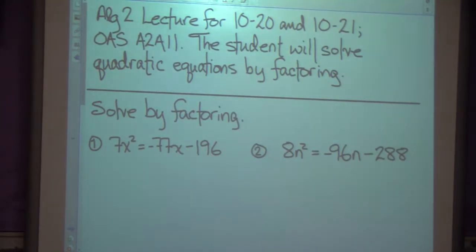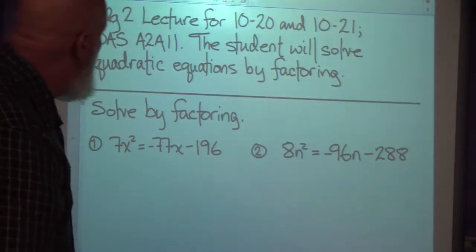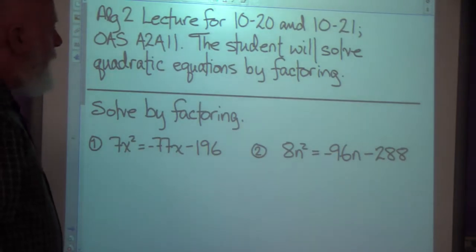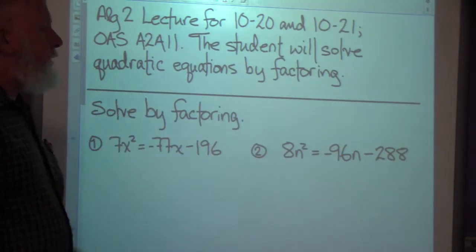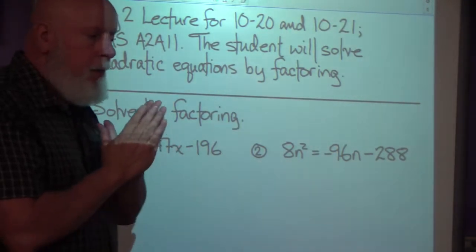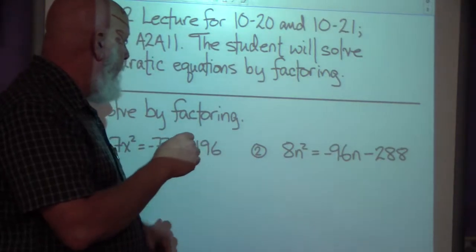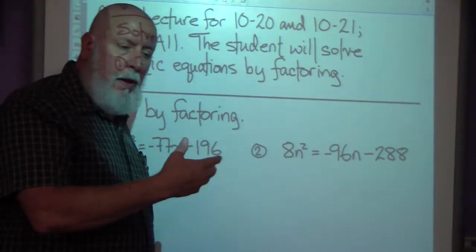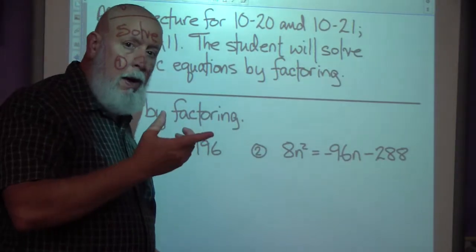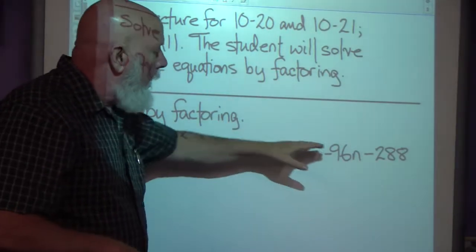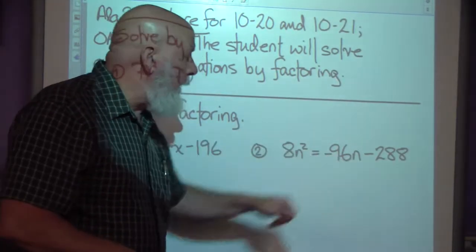Today we have Algebra 2 lecture for 10/20 and 10/21. That's SOL A.2.b again. The student will solve quadratic equations by factoring. This time we're going to factor where the very first term is not a 1, as we've done in the past, but we're going to be doing it within the context of equations.